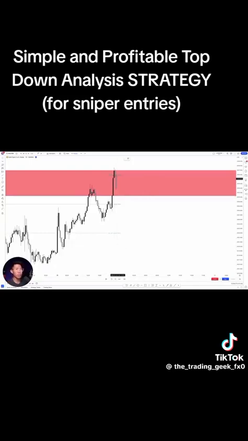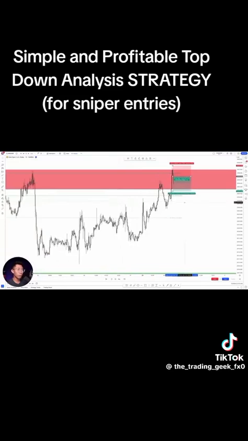So this is where I personally entered the trade. I entered somewhere right around here because it was a very nice entry and I was pretty confident in this trade. I placed my stop loss above this supply zone and I placed my take profit all the way down at the next demand zone. But wait, there is a mistake being committed right here.